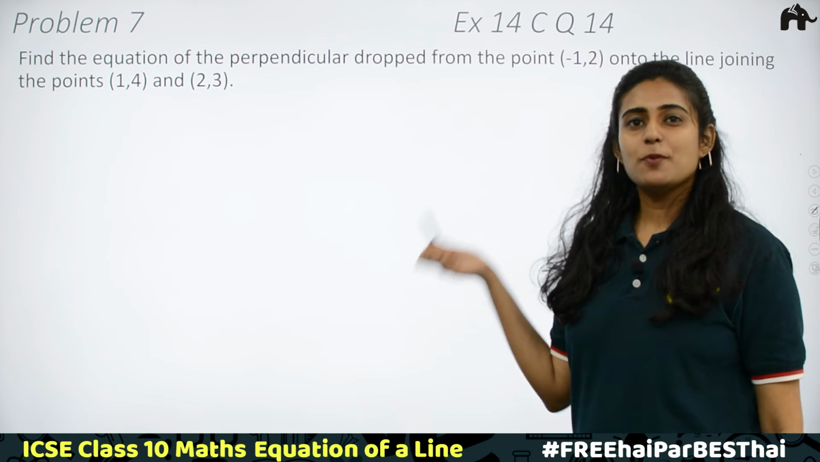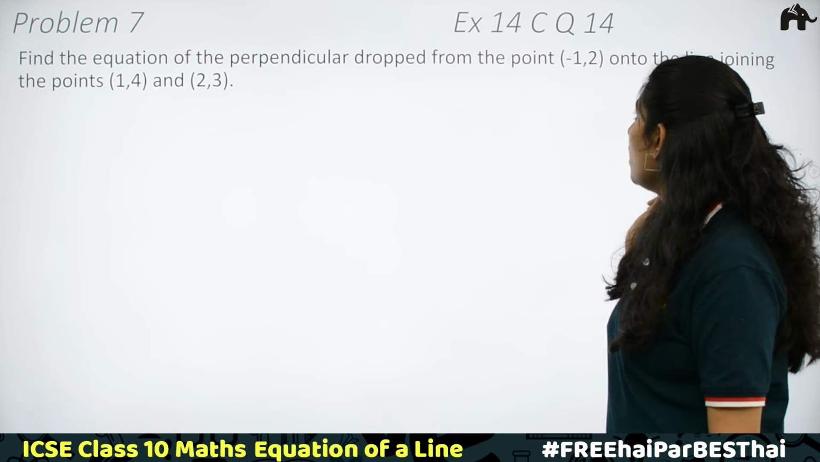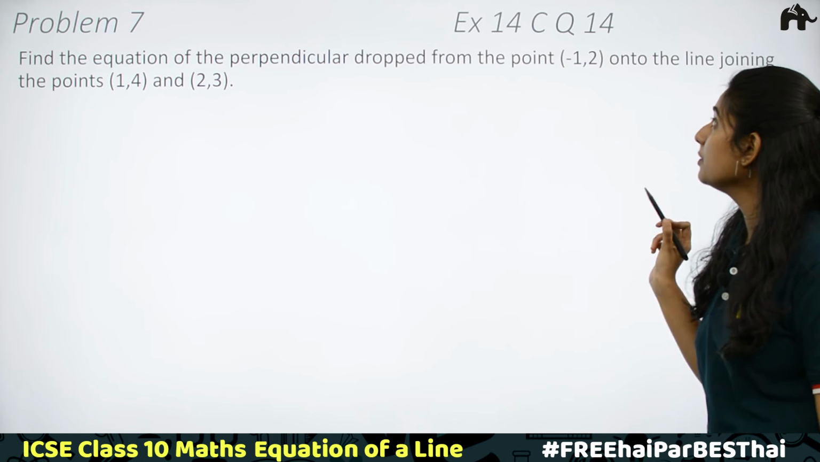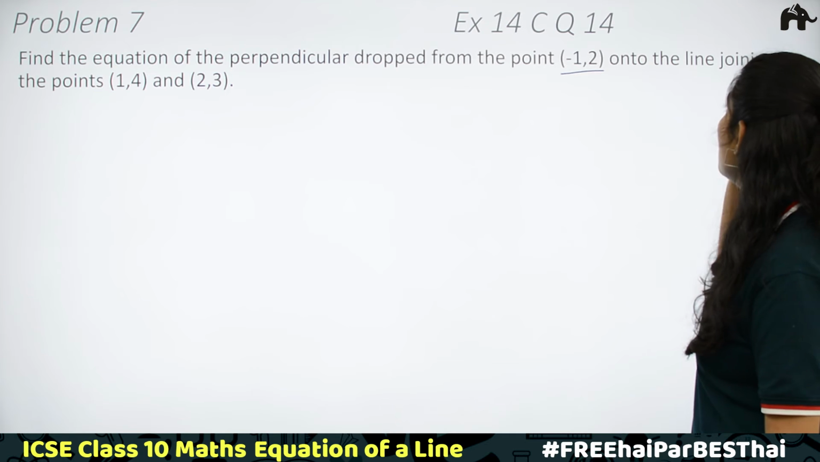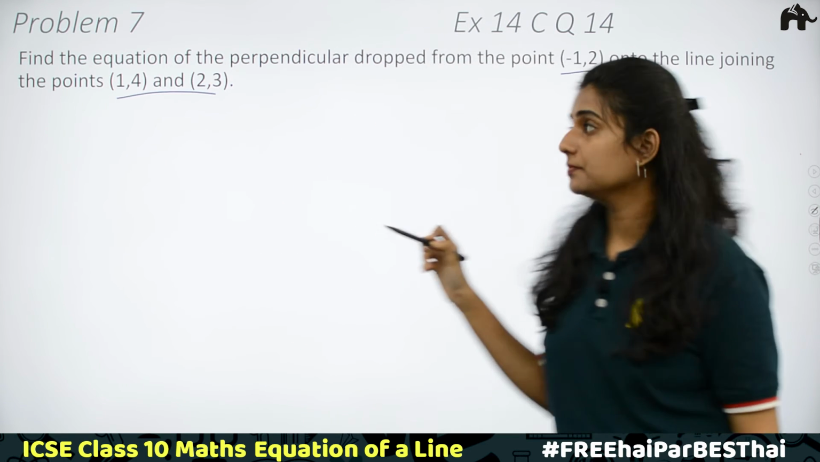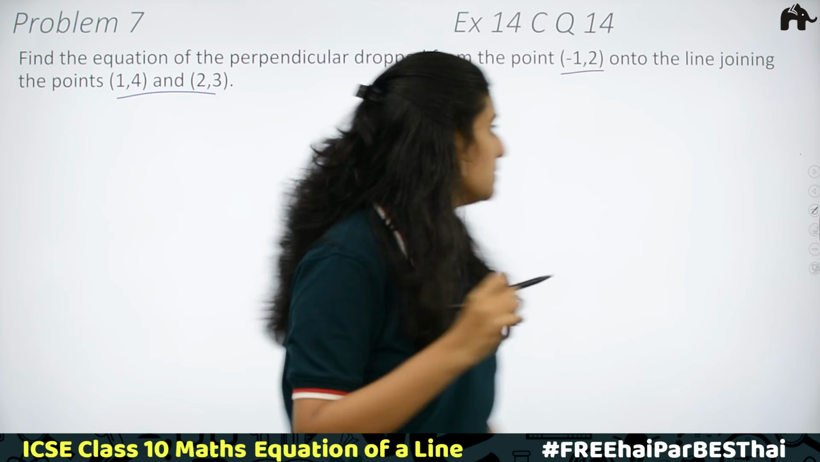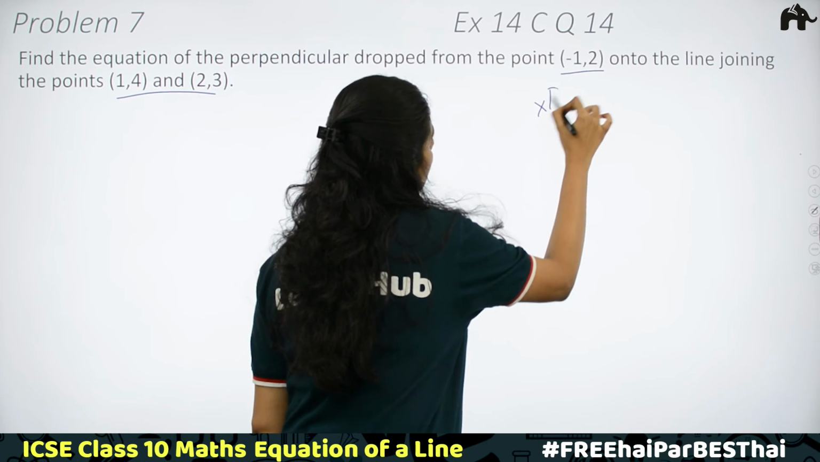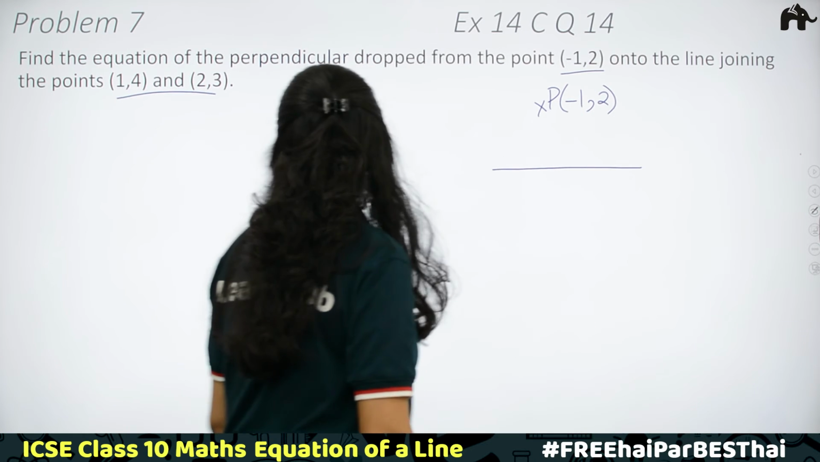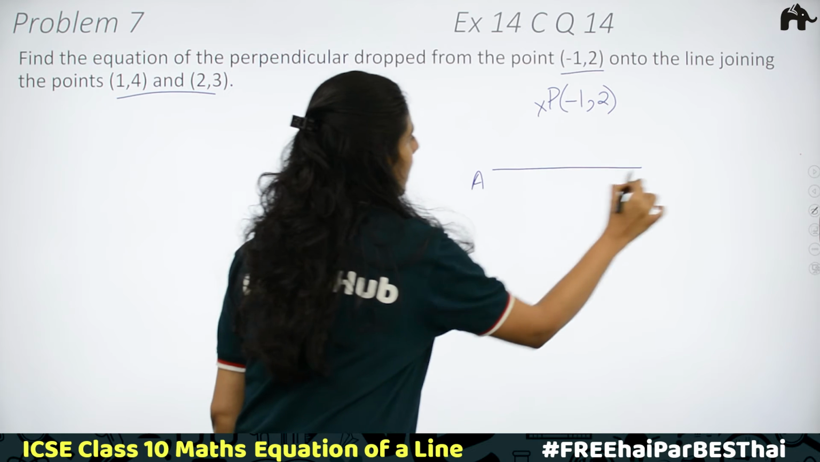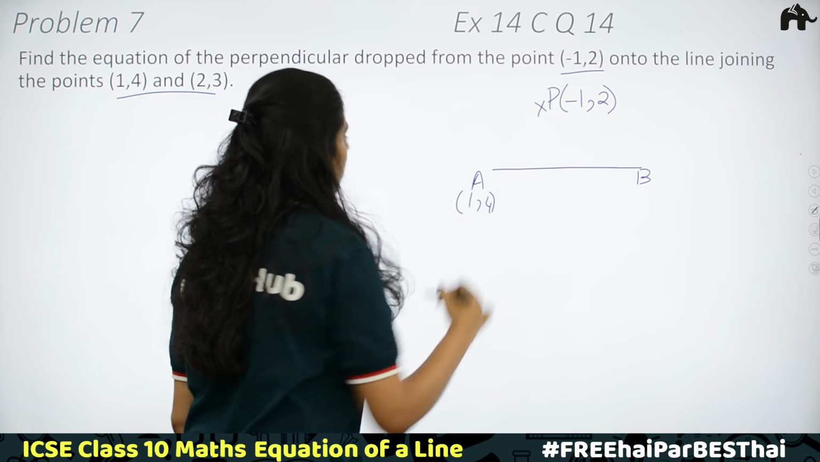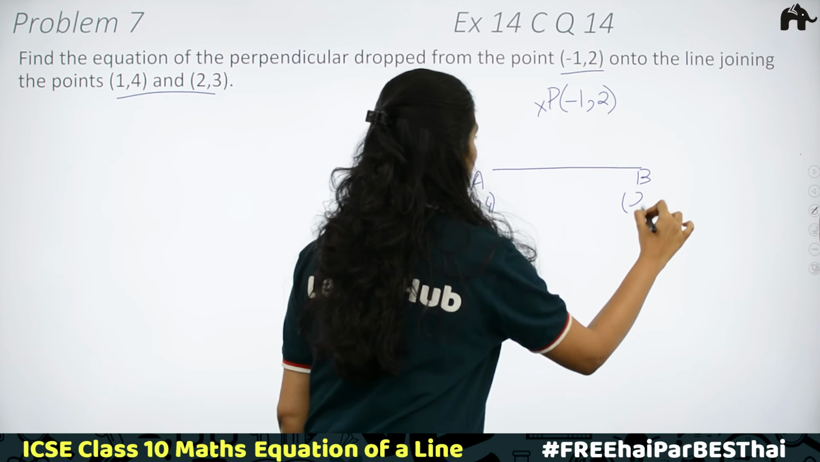Next, problem number 7, question 14 of exercise 14C. Find the equation of the perpendicular drop from the point -1, 2 onto the line joining the points 1, 4 and 2, 3. Here, we have a point P of coordinates -1, 2. And we have a line joining two other points A, B. Coordinates of A are 1, 4 and the coordinates of B are 2, 3.